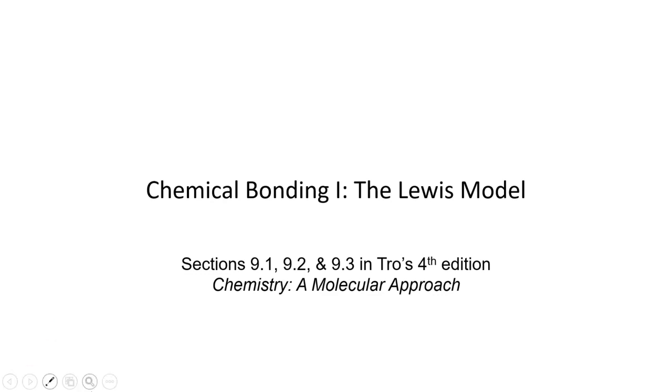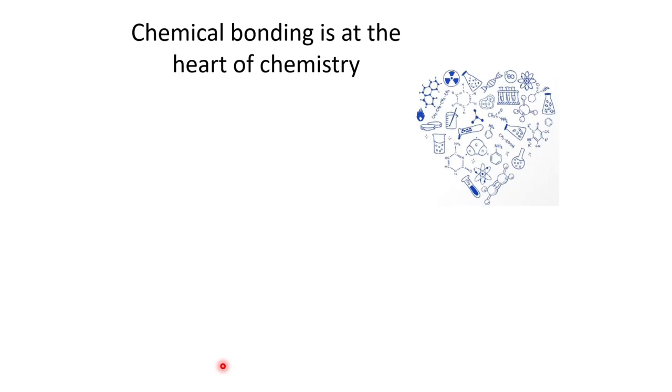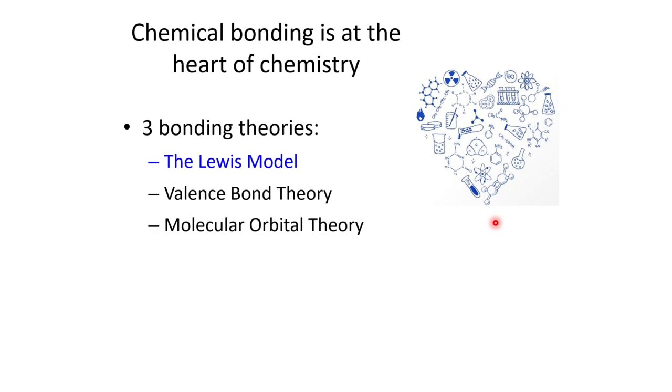In this video, I'm going to introduce one model of chemical bonding called the Lewis model. So the idea behind this unit is that chemical bonding is really at the heart of chemistry. When two molecules interact, or if two atoms come close enough together to form a chemical bond, that's when chemistry can actually start to happen.